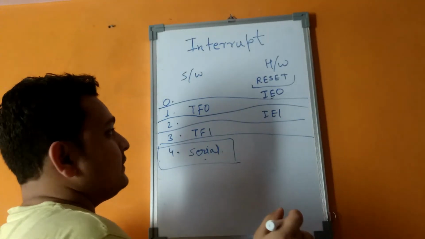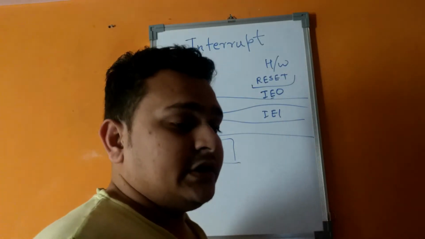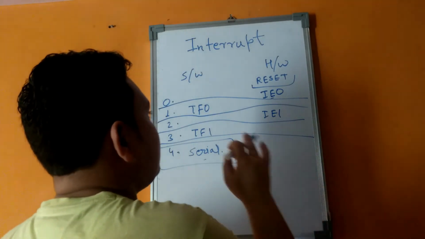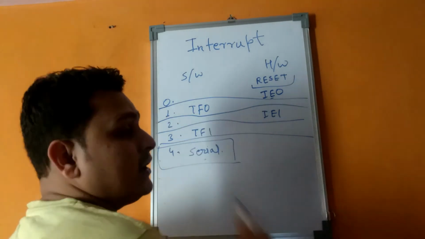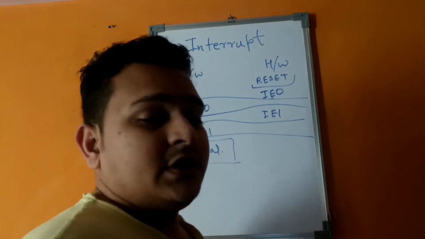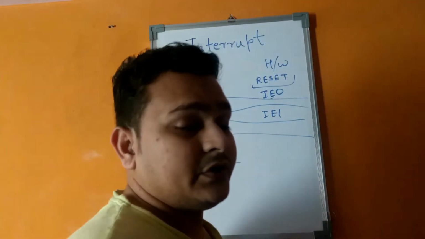So whenever you are enabling any interrupt, at that time you have to mention the number. So the compiler will understand this number, and it will execute that particular ISR.